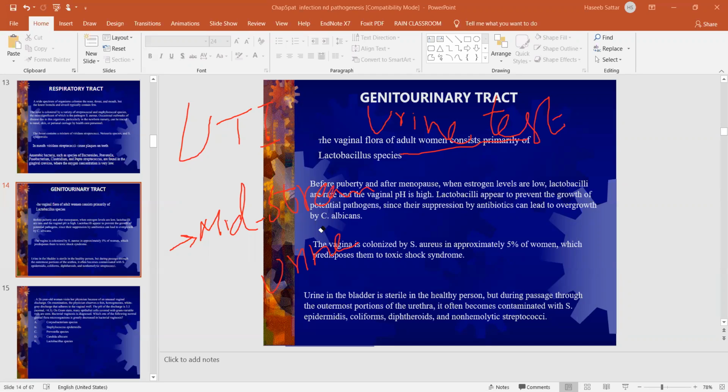But if I take the first stream of urine, what will happen? At the beginning, if I take the sample, what will happen? This Staphylococcus epidermidis will contaminate the urine, and when I perform the urine test, this bacteria will be there. So that will lead to a misdiagnosis of the infection.